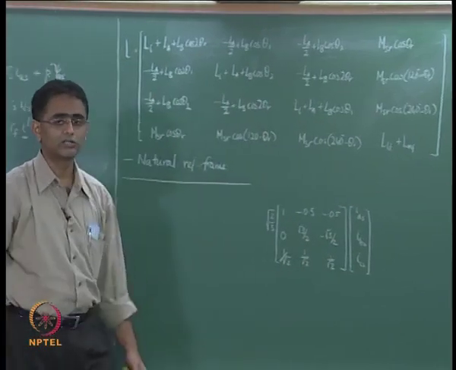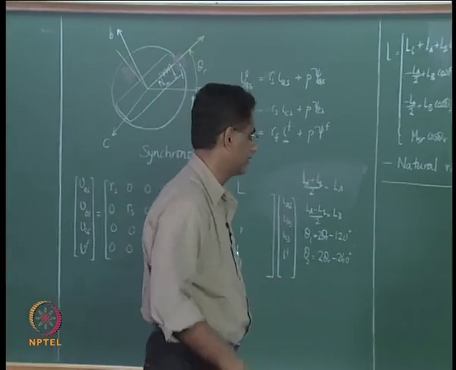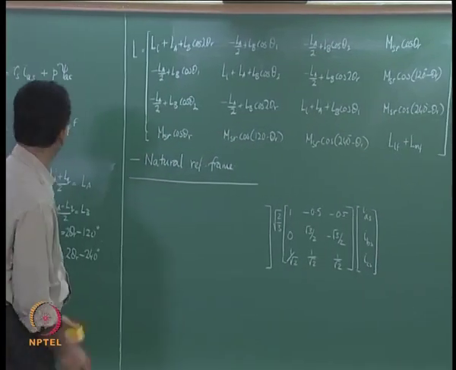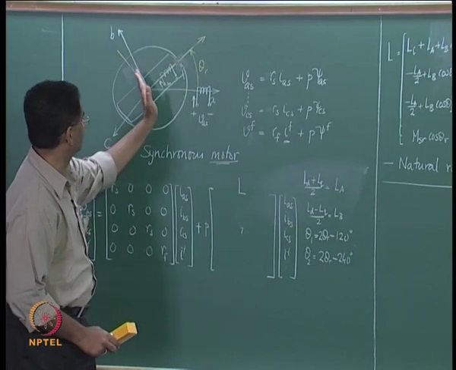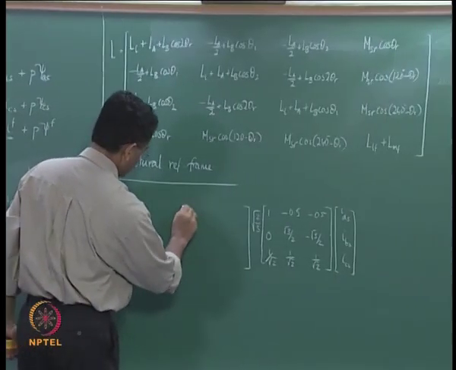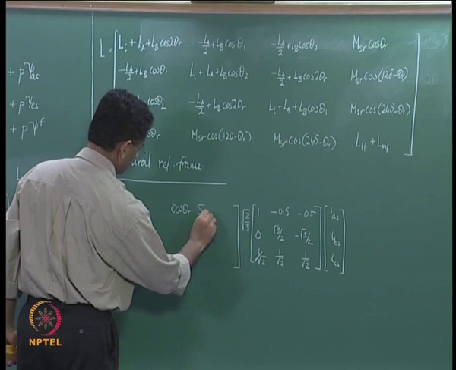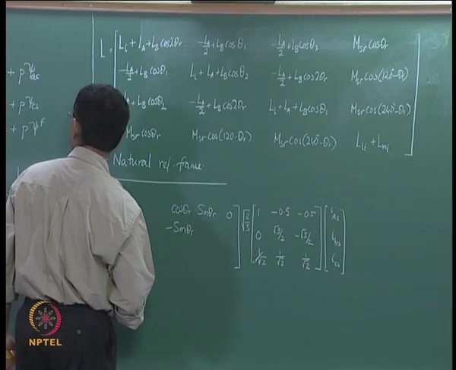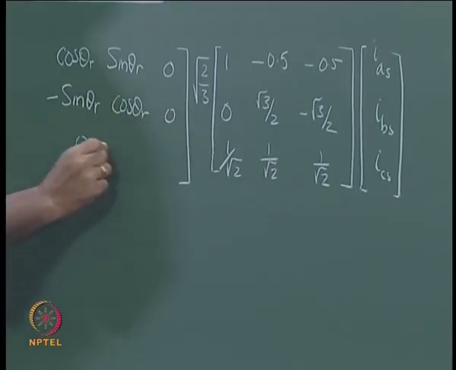This operation transforms the 3-phase variables into the alpha beta or the 2-phase variable reference frame, and then from there we will have to move to the synchronous reference frame, and that transformation also we have done earlier. That transformation to the synchronous reference frame, having the d axis aligned with that of the rotor field, q axis this way, is then cos theta r, sin theta r, 0, minus sin theta r, cos theta r, 0, 0, 0 and 1.